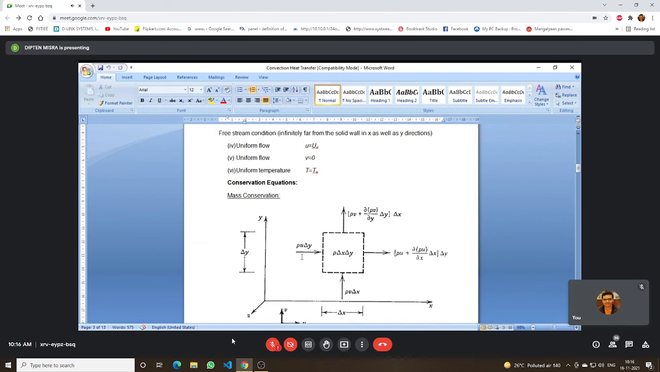Now, similar to that, the mass that is entering through this phase is given, in a similar way, by rho u into this area, which is delta y into 1. The depth is 1, so the area is delta y into 1. The mass rate of outflow out of this control volume along the x direction, along this phase, is given by rho u plus del x of rho u.